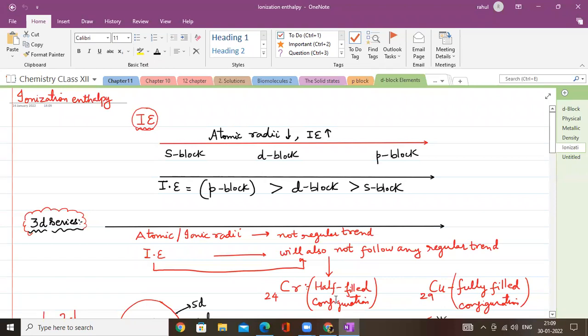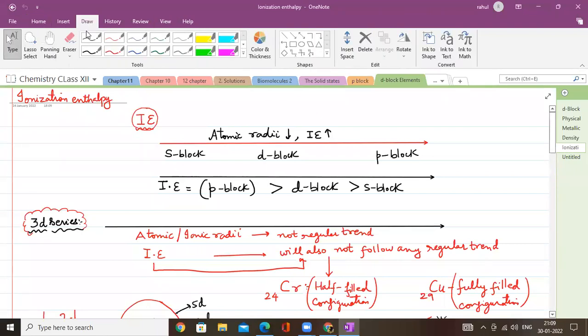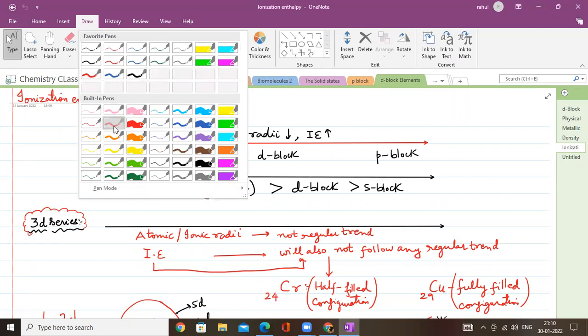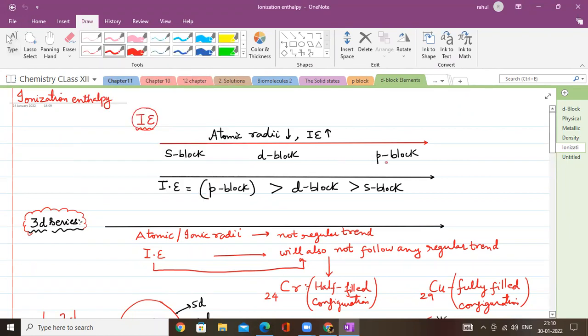Atomic or ionic radii, or whenever you try to move from left to right in the periodic table, you will see that the first one is the S block element, then we have the P block element, then we have the D block element, and then of course the P block element. So first is S block element, then D block, and then P block.